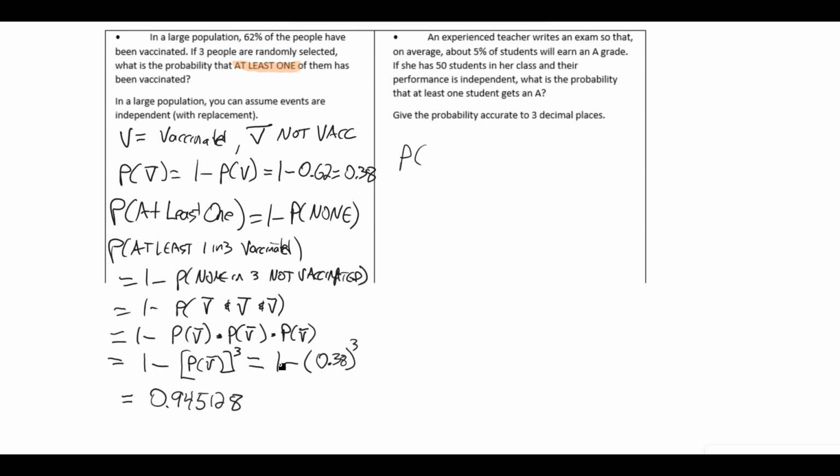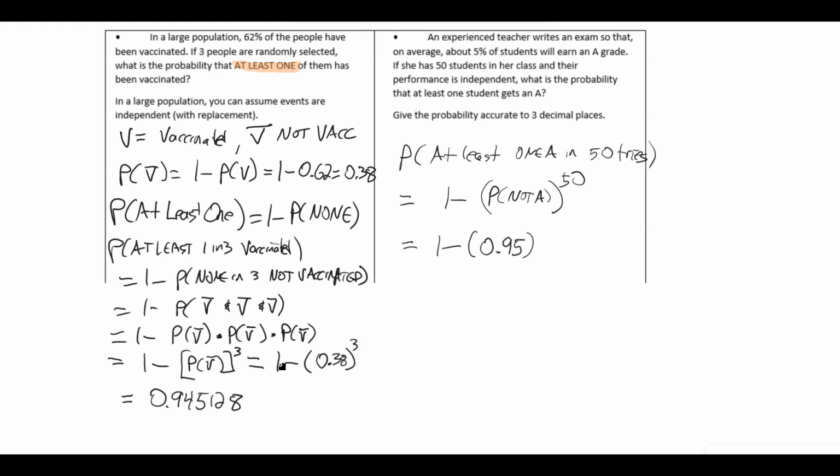So we have the probability of at least 1 A in 50 tries. And the rule would be that's 1 minus the probability of not an A to the 50th power. So that would be 1 minus 0.95, because only 5% get an A, so the other 95% do not get an A, to the 50th power, which is approximately 0.923. All right, I hope this helps.